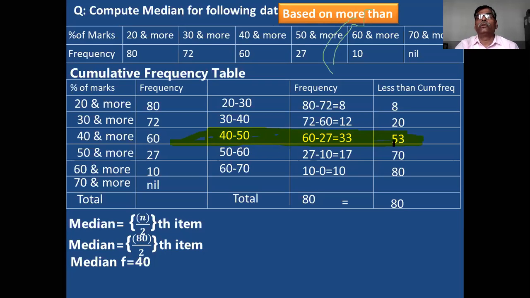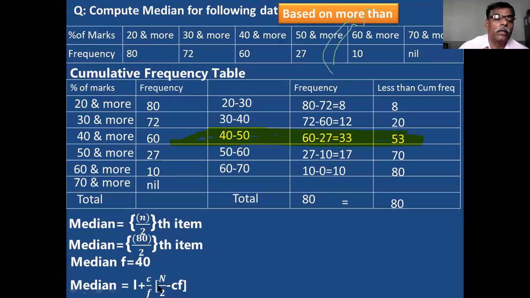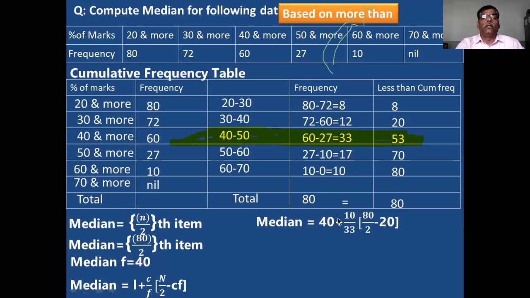On the basis of these three columns, you have to solve the problem. You see here, the equation: median is equal to L plus C by F in the bracket, N divided by 2 minus CF. So the next step, median is equal to L, lower limit. Lower limit is 40. Class interval, the difference between these two, is 10.